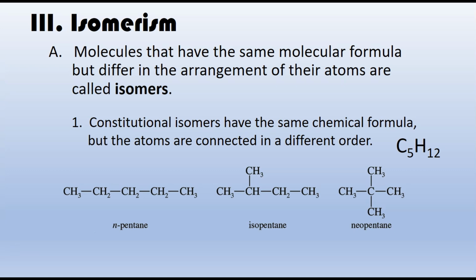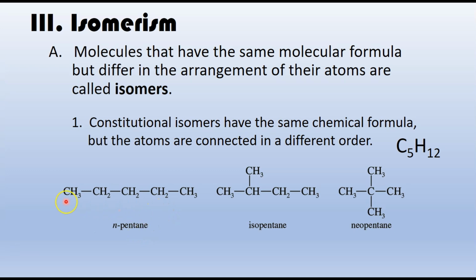A constitutional isomer has the same chemical formula. That's why we wrote molecular formulas earlier. But the atoms are connected in a different order. So you've heard of the pentagon or pentagram. When you hear pent, you want to think 5. That's why we call this thing here pentane. It has a 5 carbon chain.